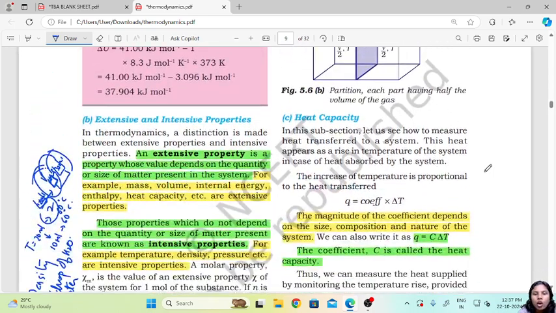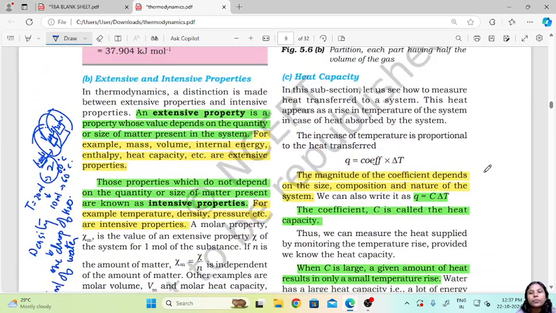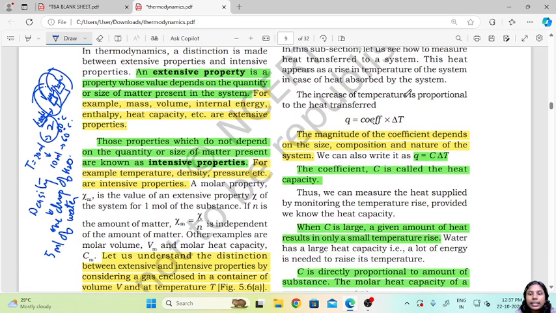Now let's next talk about the heat capacity. So in this subsection, let us see how to measure heat transfer to a system. This heat appears as a rise in temperature of the system in case of heat absorbed by the system. So the increase of temperature, we are saying, is directly proportional to the heat transfer. So Q equals C, a coefficient, times delta T.